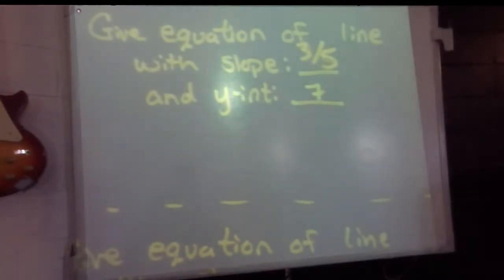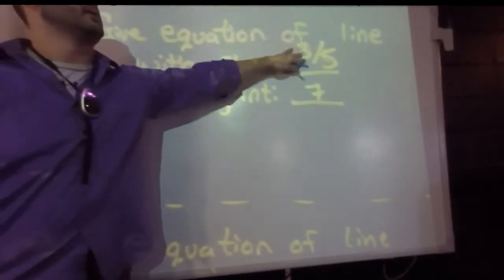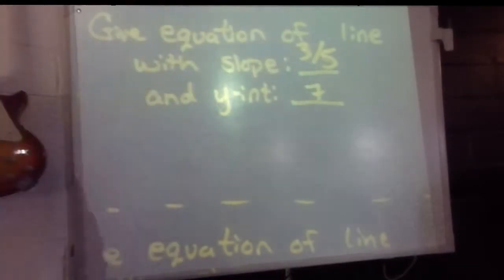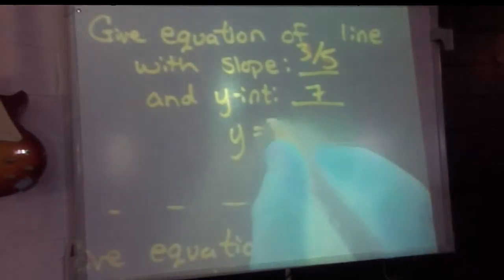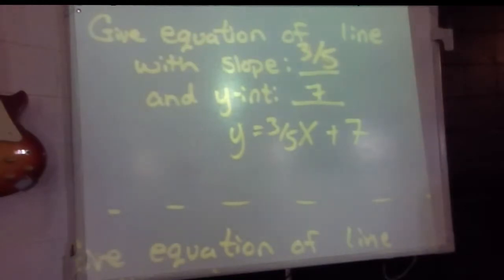What would we say? If somebody gives you a slope and the y-intercept, what's our equation going to be? Y equals 3/5 x plus 7. Yeah, 3/5 x plus 7. That's not hard. And that's what we knew before this week. If somebody gave you a slope and a y-intercept, I can put it into mx plus b.